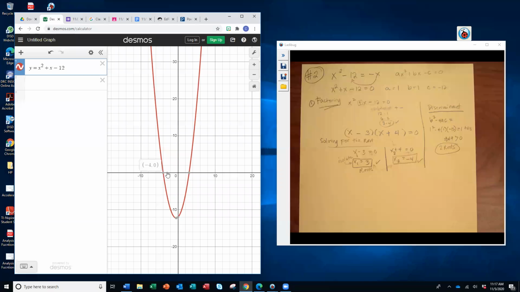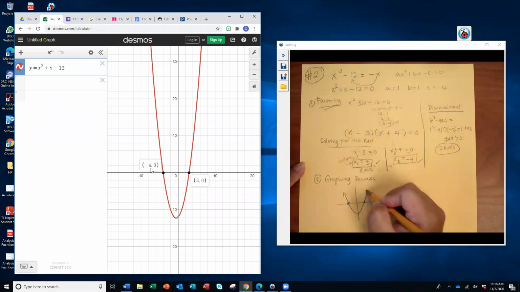So here, if you notice, I'm going to click on that. It actually gives me the same thing. So on the Desmos, this is the second one, the graphing part. In the graphing, we use Desmos. So the Desmos says, hey, the graph looks like this. It's not perfect, but it is facing upward. This is negative 4, 0, and this is 3, 0.